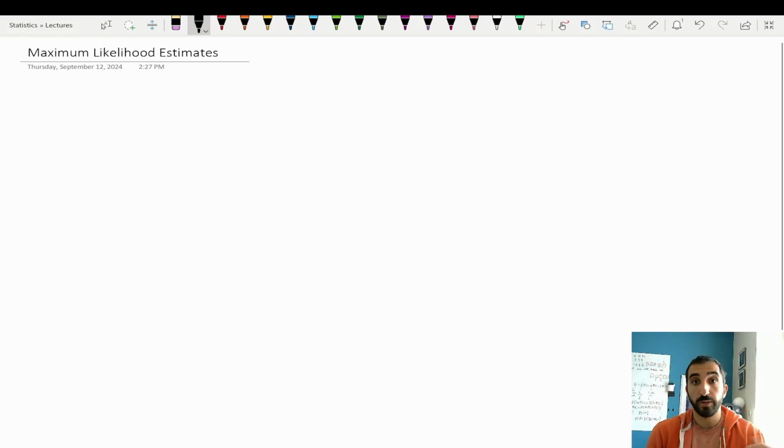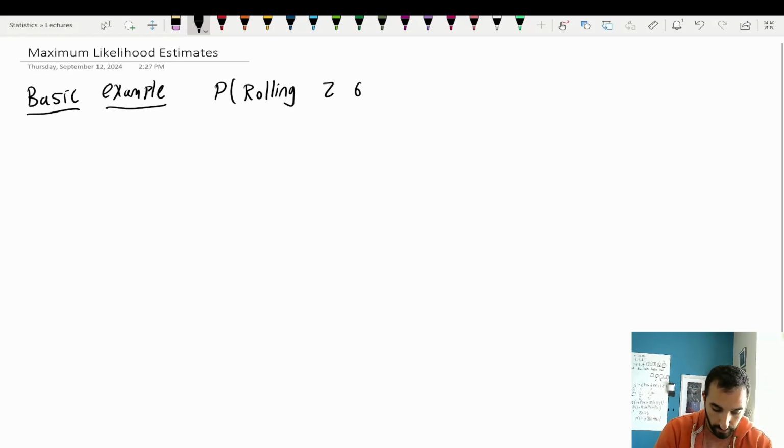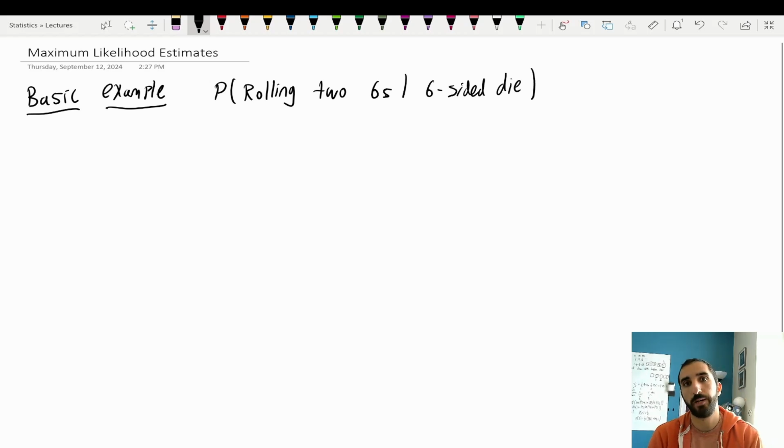Okay, so let's start with a very basic example to warm up our intuition. So what is the probability of rolling two sixes on a six-sided die? Well, there's one outcome, which gives you two sixes out of 36 total outcomes, so that's 1/36.